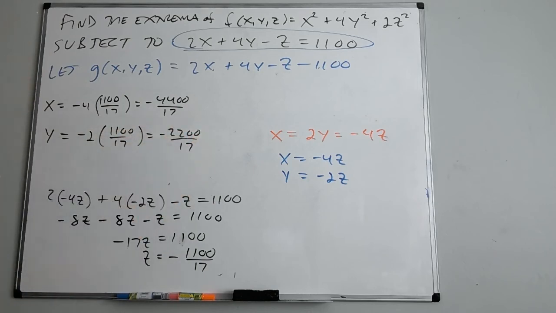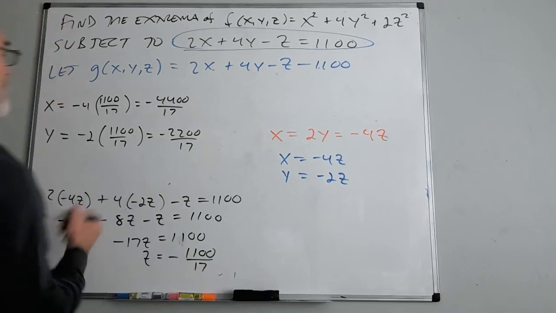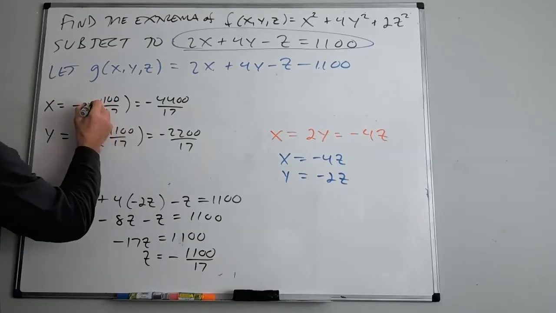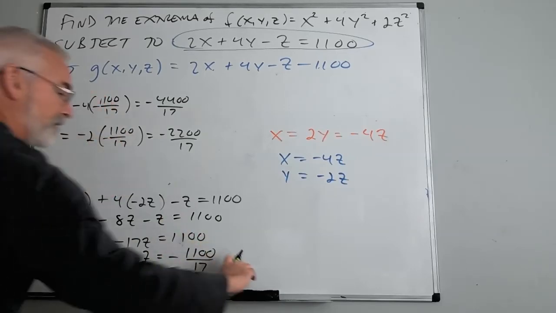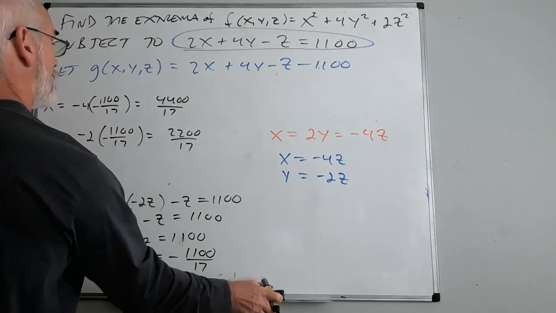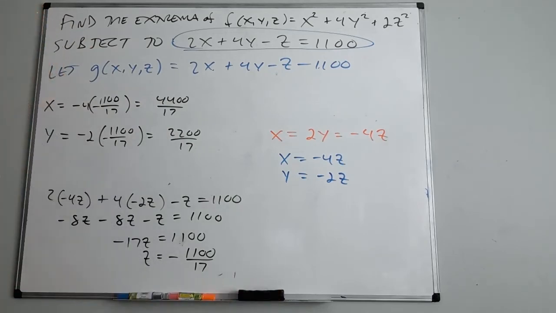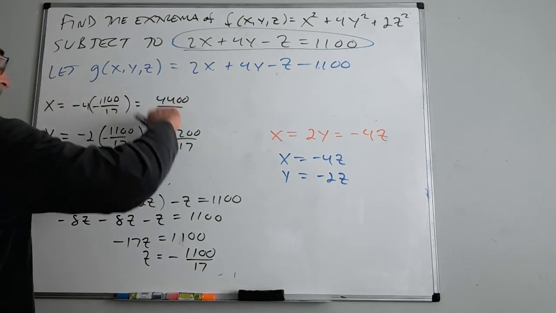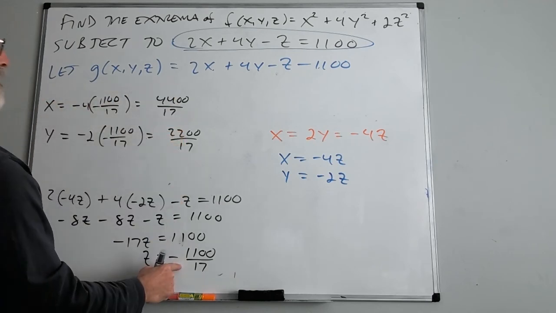So in this case here, x and y, oh, did I? Oops, sorry. Z is negative, isn't it? My bad. Sorry about that. This should be negative. So these are both positive. Here we go. Okay, make sure I got that right. So I've got 4400/17, 2200/17, negative 1100/17.